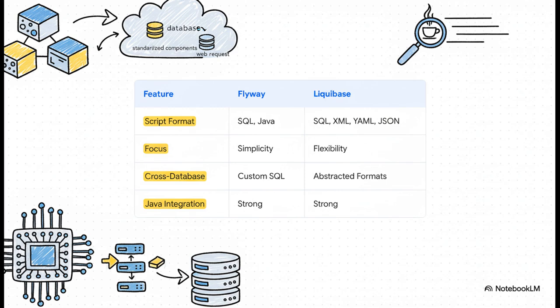And that brings us to the big players in this space, Flyway and Liquibase. They kind of have different personalities. Flyway is all about keeping things simple. You write your database changes in plain SQL. It's straightforward and powerful. Liquibase, on the other hand, is all about flexibility. It lets you define your changes in abstract formats, like XML or YAML. This means you can write one migration script and run it on different databases, like PostgreSQL and MySQL, without changing it. Both of them, though, plug really nicely into the whole Java ecosystem.